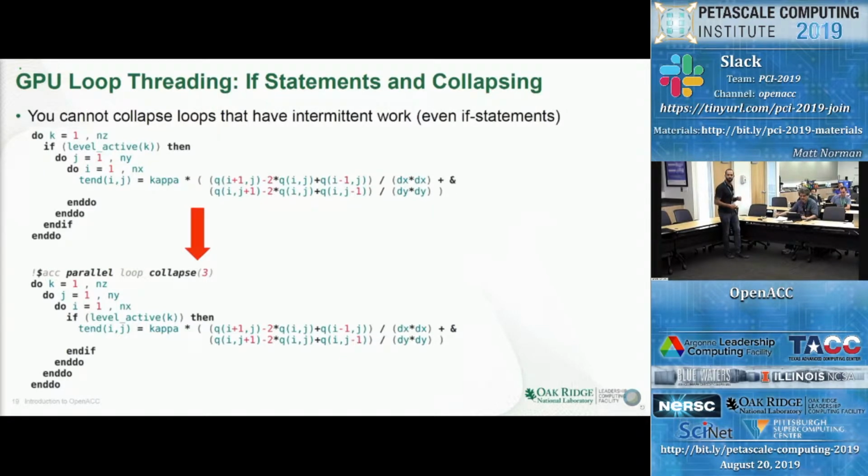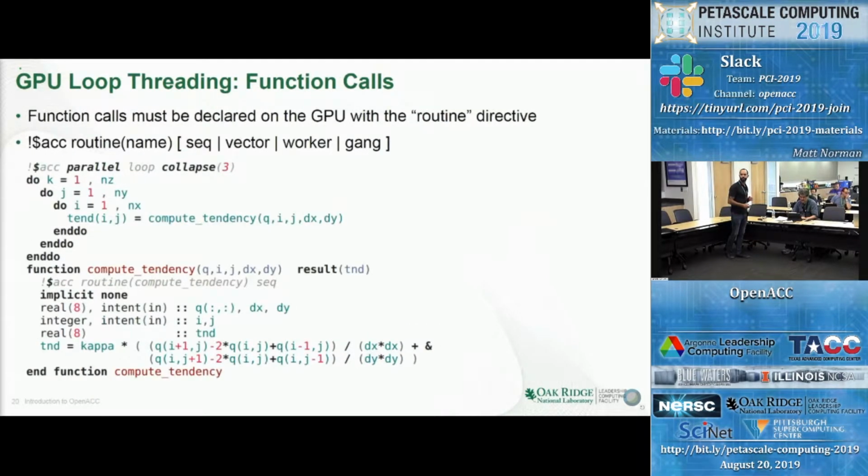Yeah. The other thing you have to consider when you're writing OpenACC is function calls. Function calls on the GPU must be declared with the ACC routine directive. And this is the syntax in Fortran. If you want the syntax in C, just put pound pragma instead of bang $.